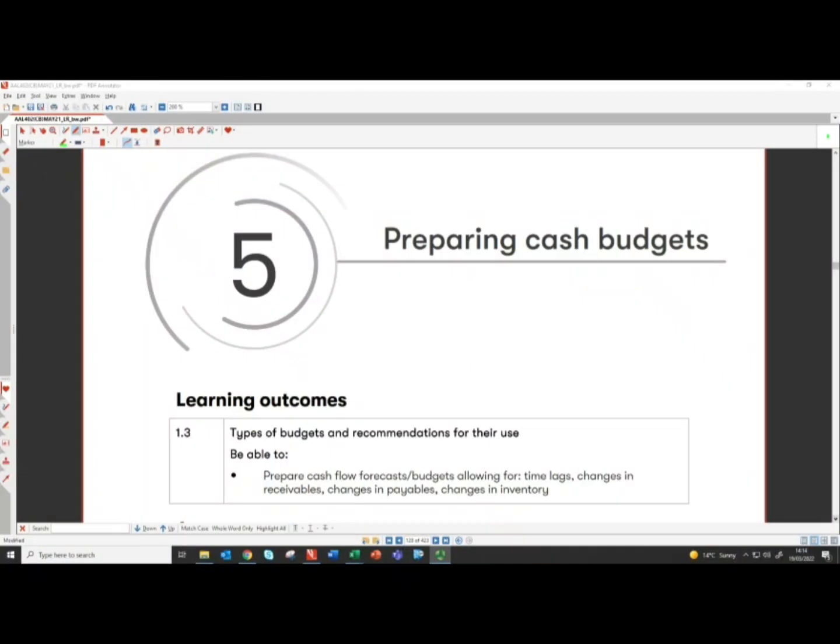Chapter 5 serves to prepare you for learning outcome number 1.3. Now that learning outcome is on types of budget. And what specifically is being addressed in this chapter is preparing cash flow forecasts.